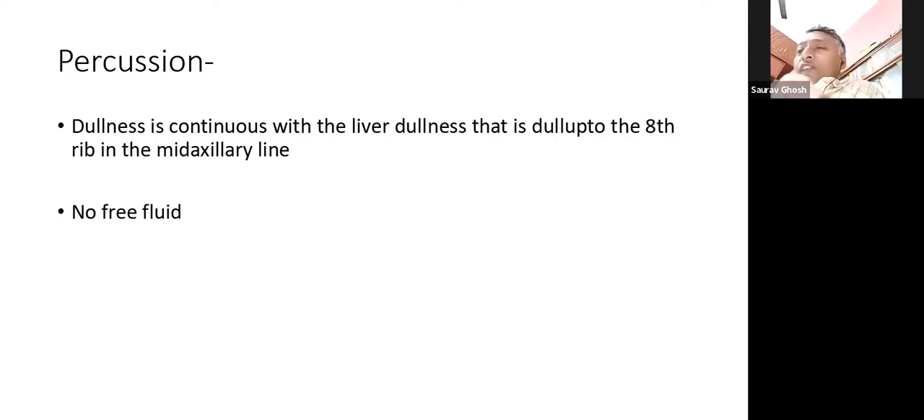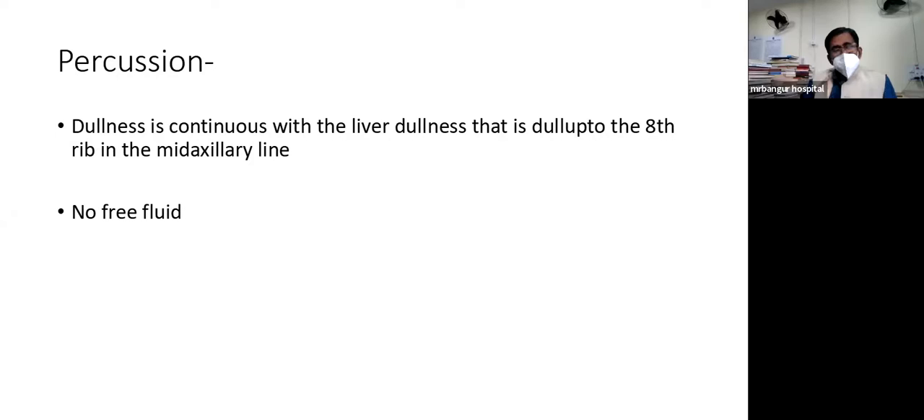So if it's normally in the 5th space, it might go to the 4th space. But if it is in the 8th space, I suppose normally the liver is present. Why would it not be dull? That is not an abnormal finding. That is my opinion. Maybe Professor Shah can comment or clarify.